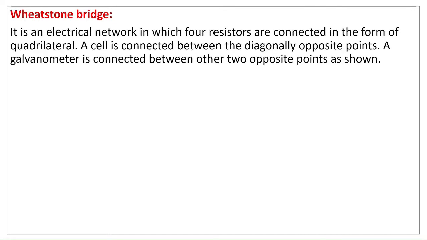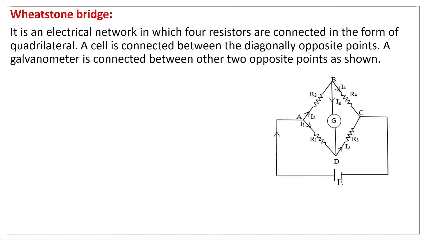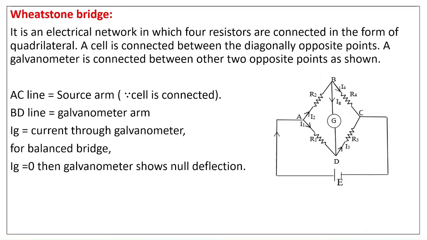It is an electrical network in which 4 resistors are connected in the form of a quadrilateral. A cell is connected between the diagonally opposite points. A galvanometer is connected between the other 2 opposite points as shown. From the figure, line AC is the source arm, where the cell is connected. Line BD is the galvanometer arm. IG is the current through the galvanometer. For a balanced bridge, IG is equal to 0. Then the galvanometer shows null deflection.